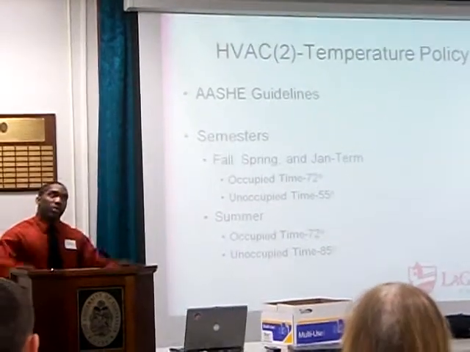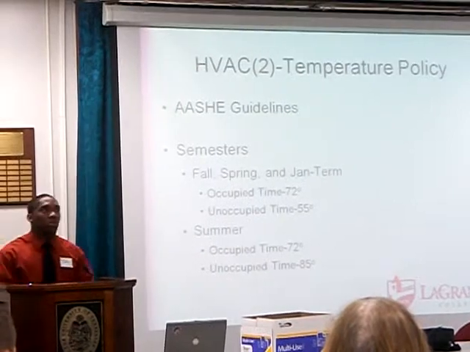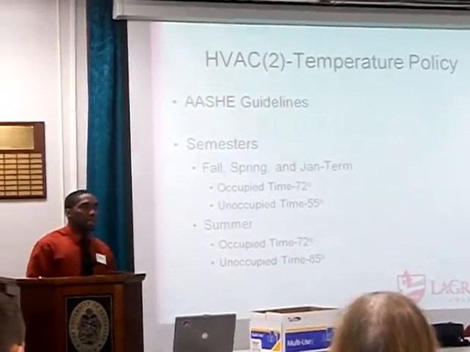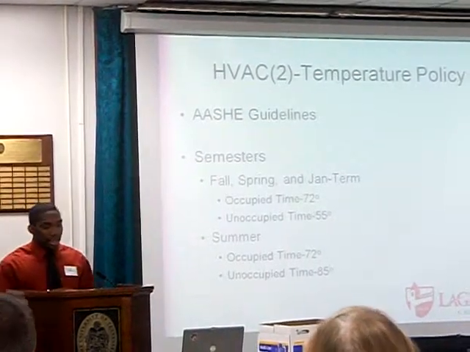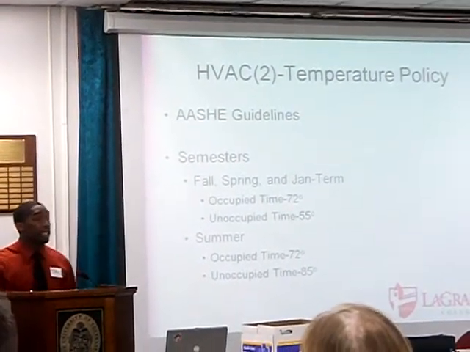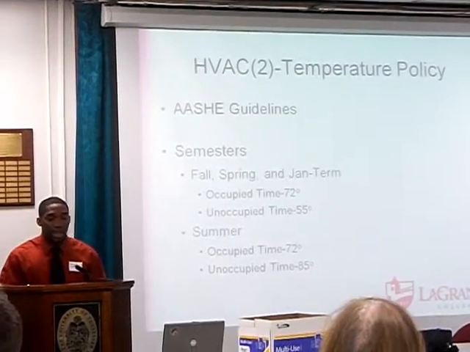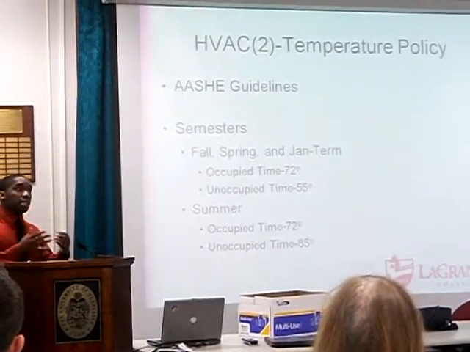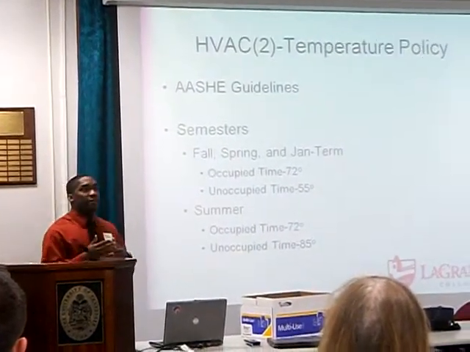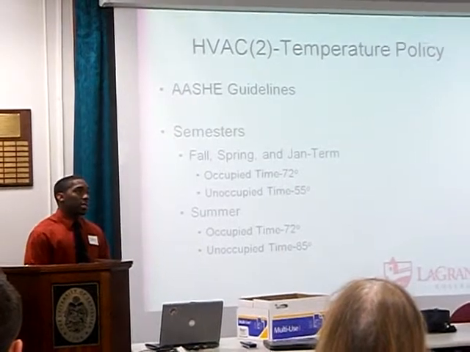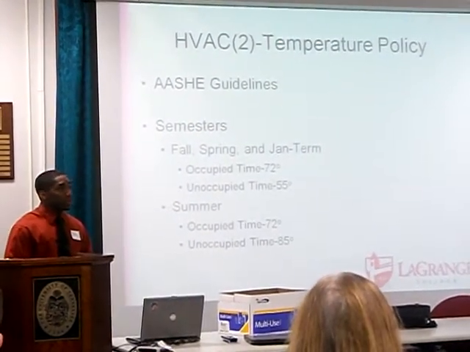Okay. So we had to have a temperature policy, right? How were we going to gauge what's comfortable and what's not? So what we used were the ASHE guidelines, and ASHE stands for the Association for the Advancement of Sustainability in Higher Education. And basically it says during occupied times, which are usually 8 to 5 on weekdays, a comfortable temperature for us human beings is 72.